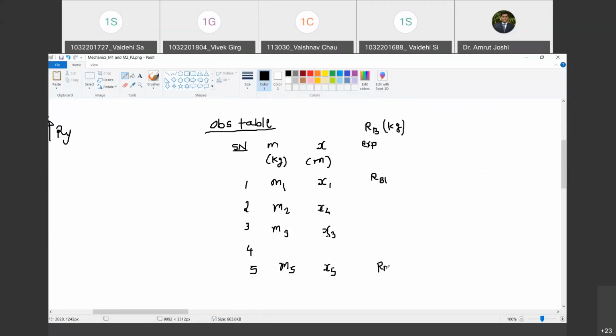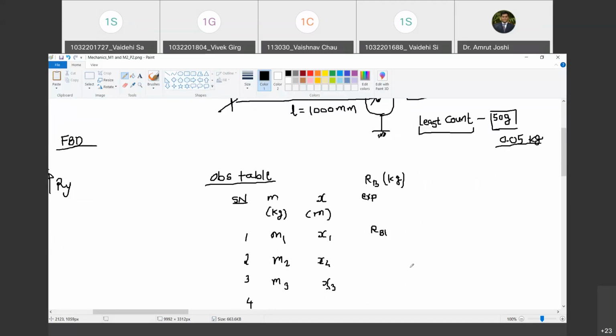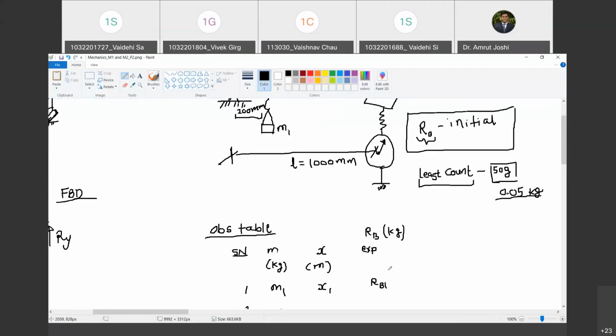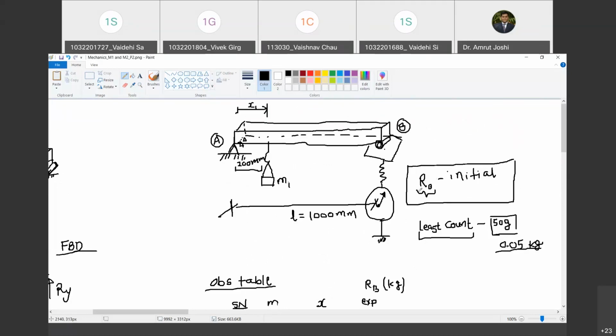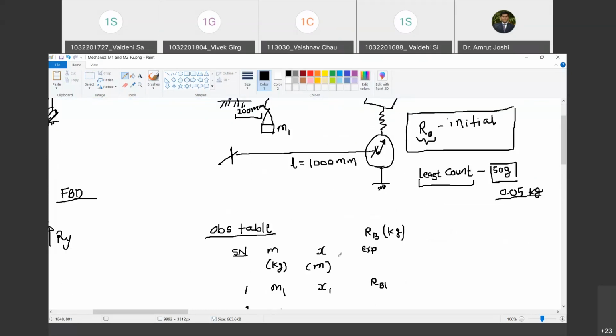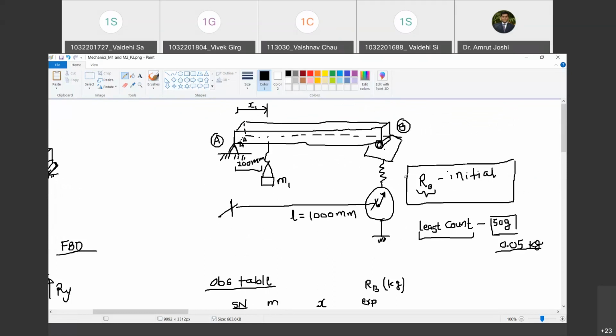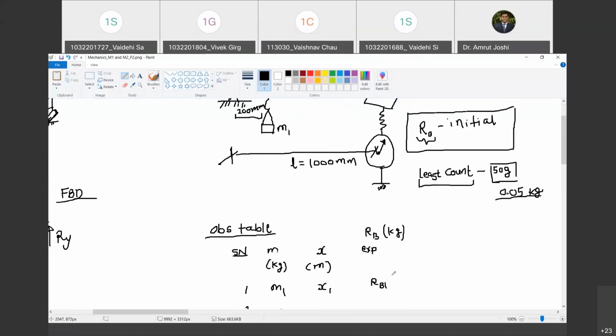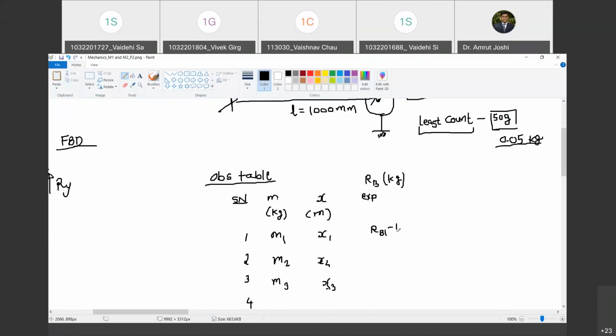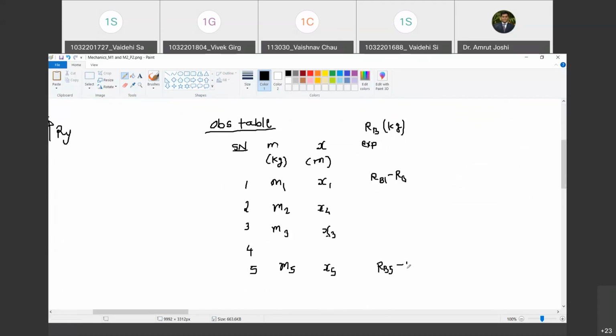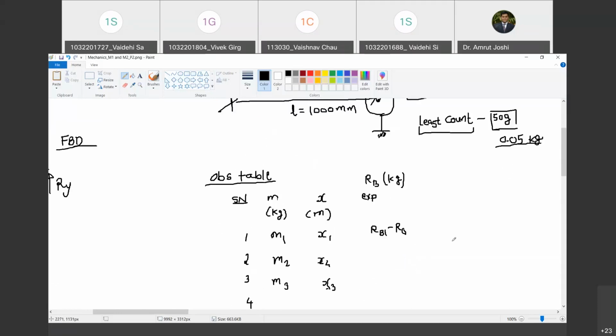Happy? Yes, sir. Now, from all these values of RB, you need to subtract the initial reading so that you get the change in RB only due to M1. Do you agree with me? Yes, sir. This initial reading, which corresponds to the self weight of the beam, has to be subtracted because this R0 I have to treat as 0. Happy? Yes, sir. So while reporting, I am going to report it as RB1 minus R0 and here RB5 minus R0. Are you with me? Yes, sir.